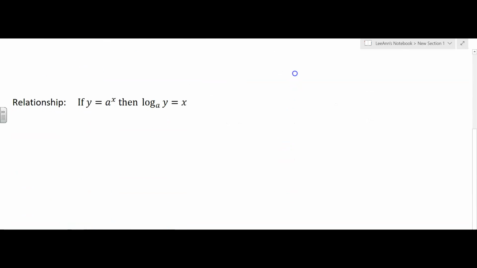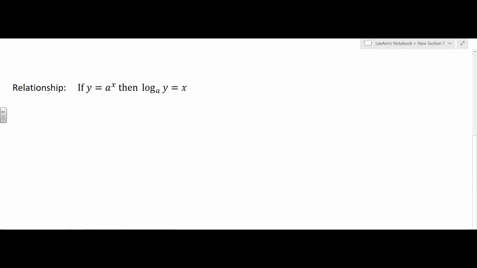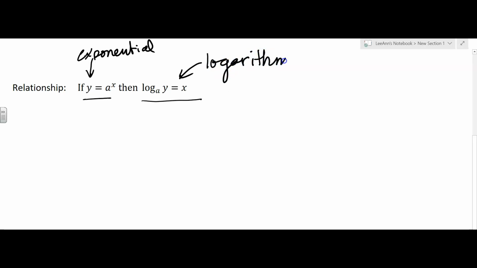And we'll show you that. And it's right here. Here's the relationship. If you have y equals a to the x, then log base a of y equals x. Okay? So they're both equations. This is an exponential equation. And this is a logarithmic equation.